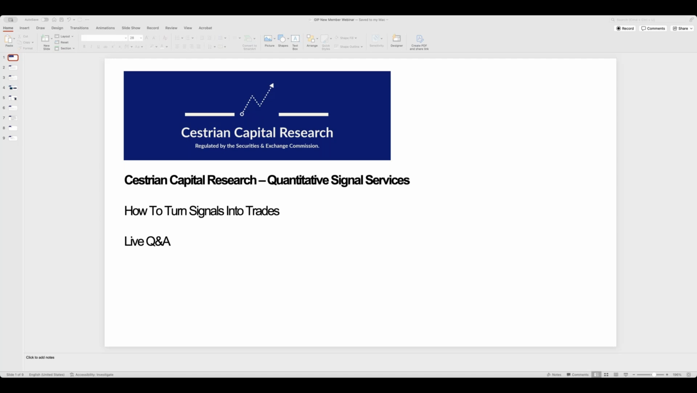Topic of today's session is how to turn the signals that are produced by our various quantitative research services into trades. Sounds like a simple question. It's actually a bit more complicated in practice. And I have two perspectives on this. Obviously, I run the business that hosts these services that are produced by our super smart analysts. But I'm also a user of a number of these services, and so I can bring that perspective as well. So we're going to read a disclaimer in a moment, and then we'll get right into it.